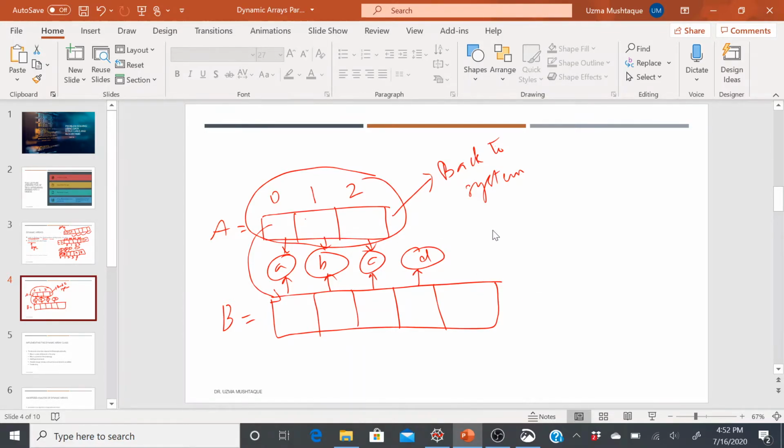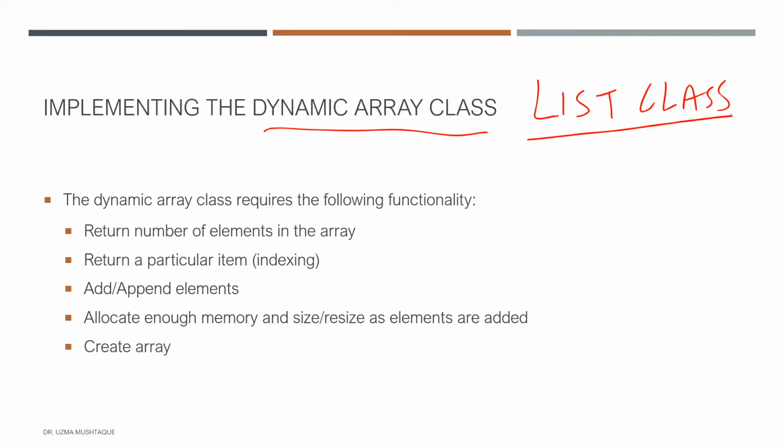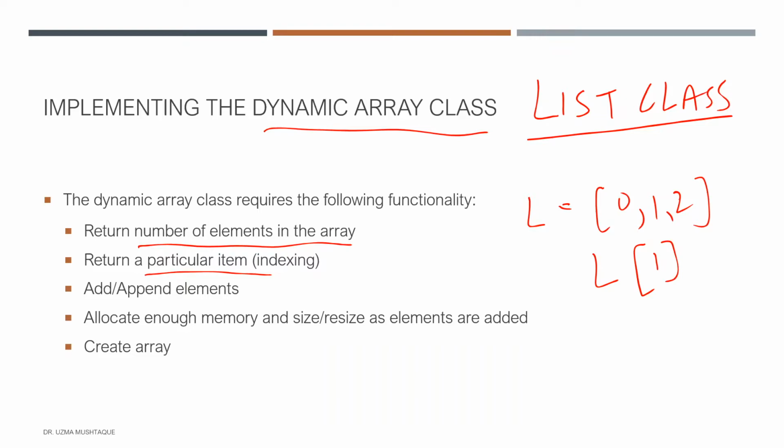Okay, so let's move on to dynamic array implementation. Let's implement the actual dynamic array class. We already know that this exists as a list class in Python, but because we are trying to understand the semantics of this class, we will implement this. Now you know what functionalities we need. First of all, it should be able to return the number of elements in an array, right? Maybe return a particular element. If a list is given to you, 0, 1, 2, you should be able to return an element at a particular position. So that's indexing.